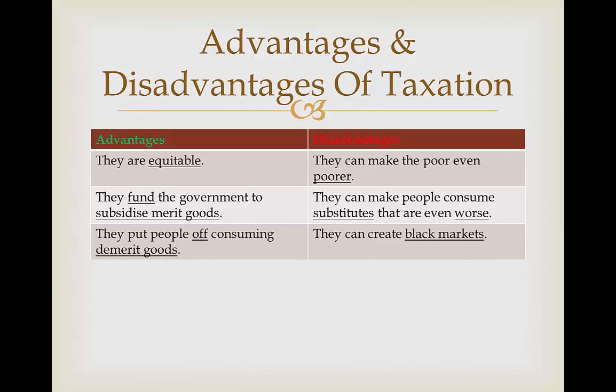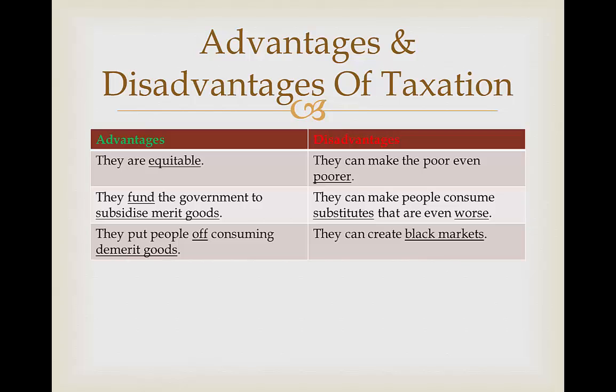The first of which is that taxes tend to be equitable most of the time. They are also able to fund the government to subsidize more merit goods, because if you tax something, the government gets the revenue from that tax. You can then spend that money on more merit goods in order to produce more positive externalities and increase social welfare. Also, they're going to put people off consuming demerit goods, so they will decrease negative externalities.